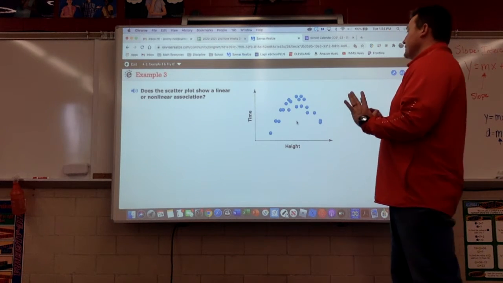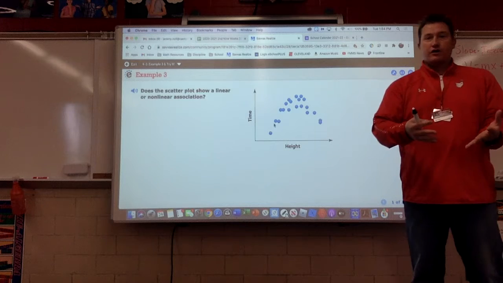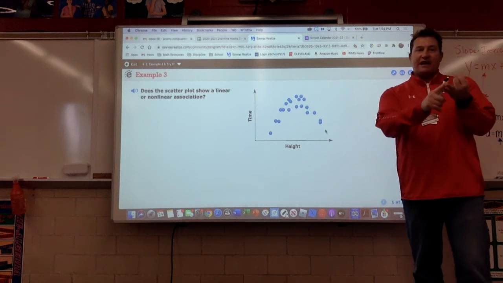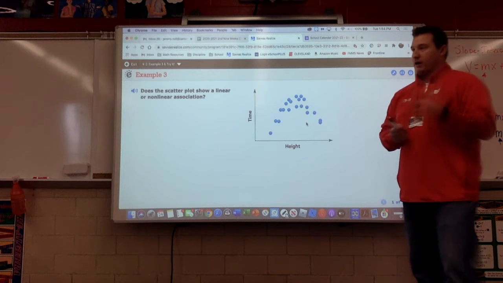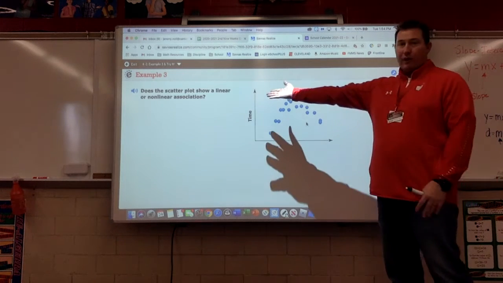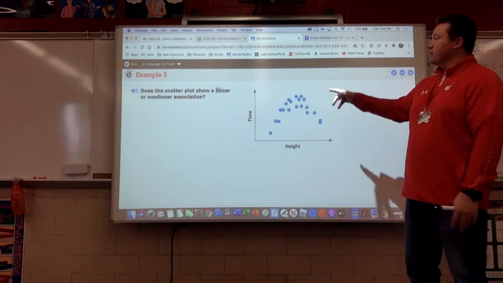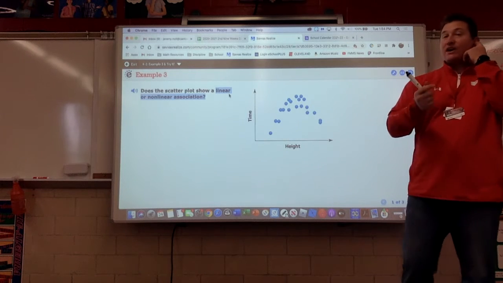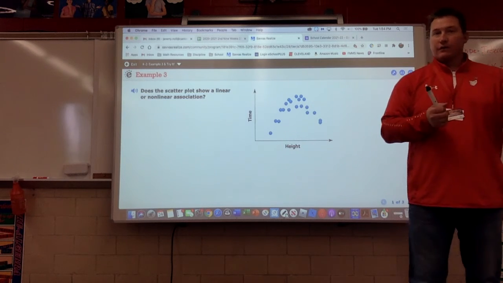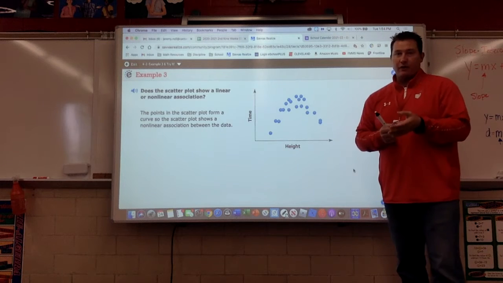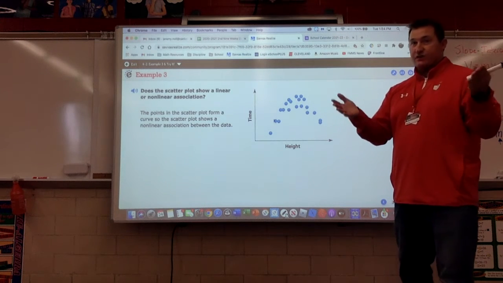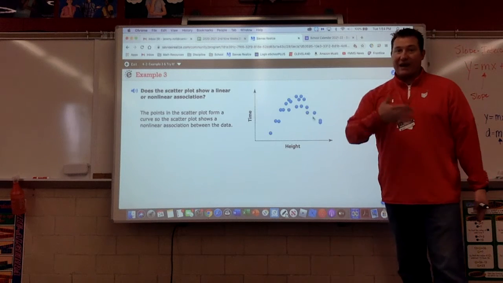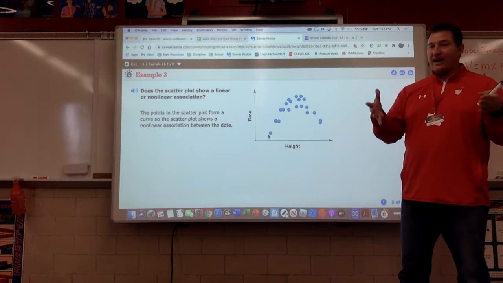Okay. There goes another one. So here comes another new word. So positive, negative, strong, weak. Now we are going to get two more in here. All right? And they're right here in the question. So it wants to know, does this scatter plot show linear or nonlinear? Okay? We are very familiar with linear. Guys, we've been dealing with linear functions and equations as we graph them. They make straight lines. That's what linear means, straight lines.